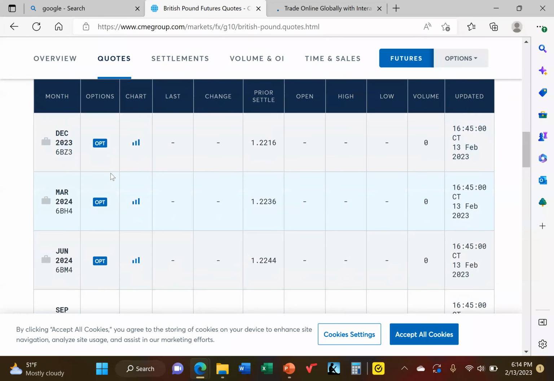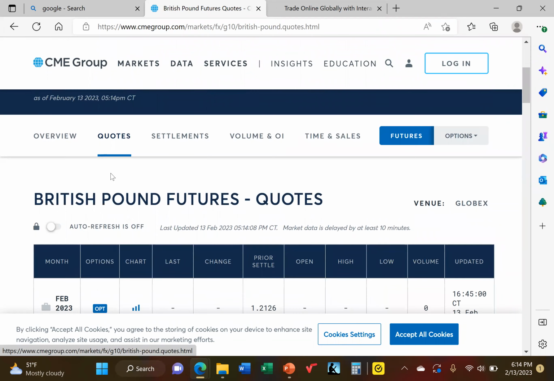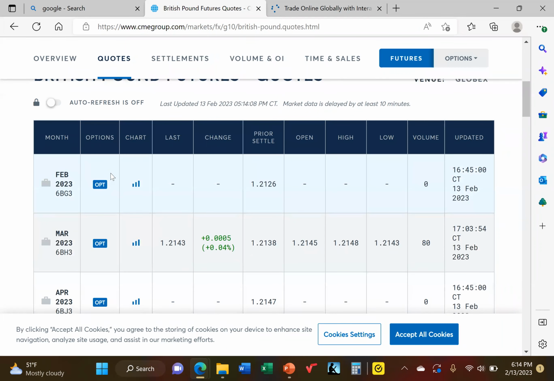I don't understand why there's so few, but the bottom line is there's only a handful of contracts to choose from. So it's not very flexible at all. And so that is a real problem for futures contracts. You know, if you need to customize your hedging strategy, it's not going to happen with a futures contract.